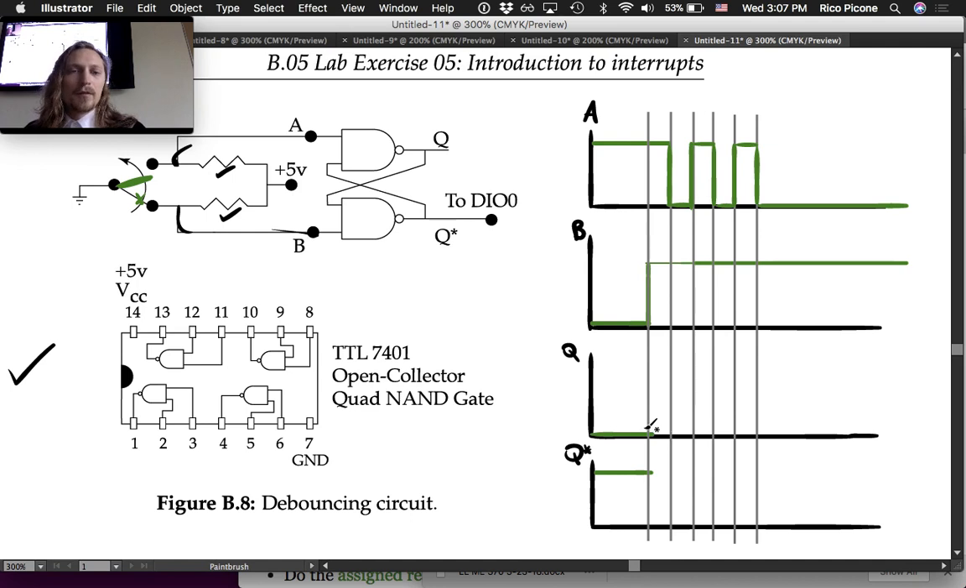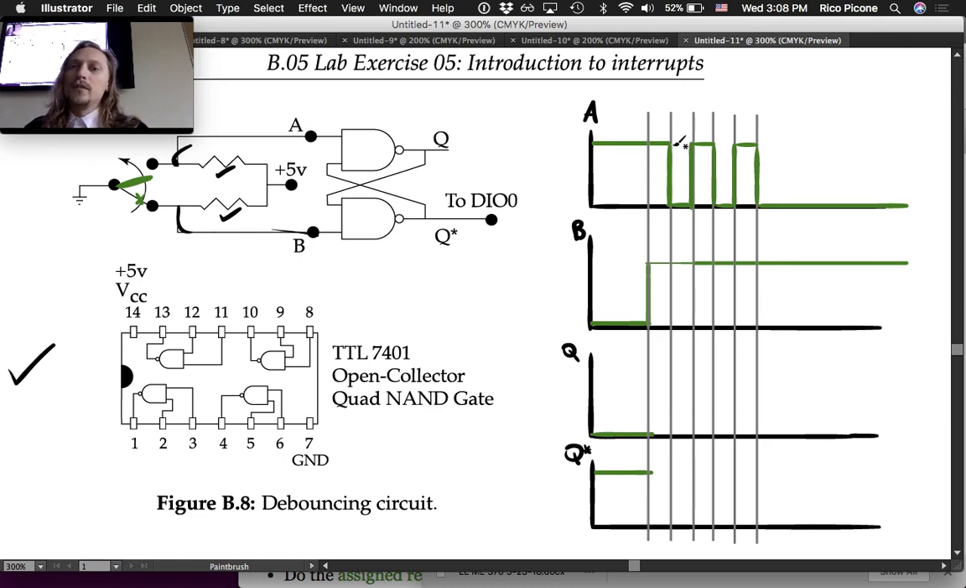So Q started low. When we look at Q, to find out what Q is, you have to look at what Q star is and what A is, right? So Q is going to depend on A. And remember, if anything is low, because it's the NAND gate, then it's true. So, started off, Q star is high. A is high. So Q is low.